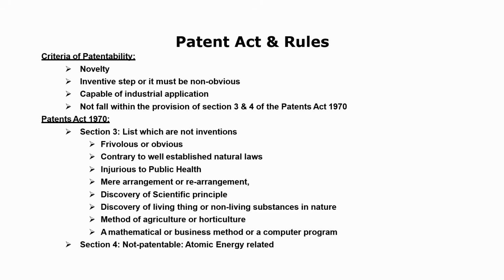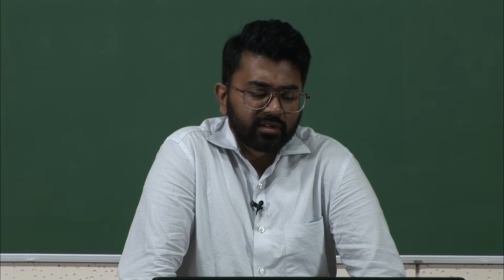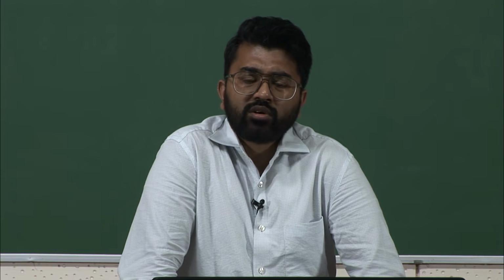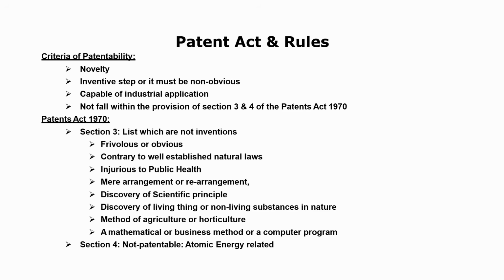So, what is section 3? It lists what are not inventions, like frivolous or obvious things, right. Sometimes companies or individuals would like to steal some ideas and somehow by hook or crook try to patent it, right. If something of that sort is found, they are not examined, or they will not be granted or will be rejected. Also anything contrary to well established natural laws, something which could be innovative but doesn't justify or doesn't make any sense.